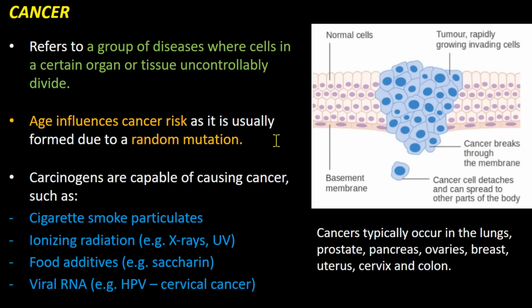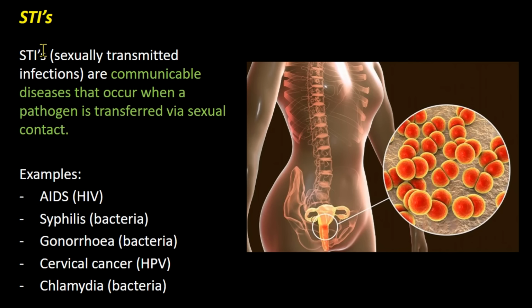But there are also chemicals or agents called carcinogens, and these are capable of inducing cancer. Examples would be cigarette smoke particulates, ionizing radiation, so for example X-rays or ultraviolet rays from the sun, food additives, and viral RNA, so for example from HPV or the human papillomavirus, which causes cervical cancer in women. So cancers typically occur in the lungs, the prostate, the pancreas, the ovaries, the breast, the uterus, the cervix, and the colon.